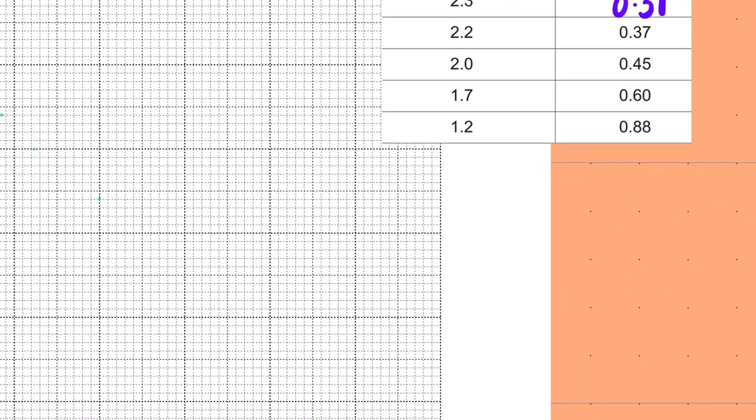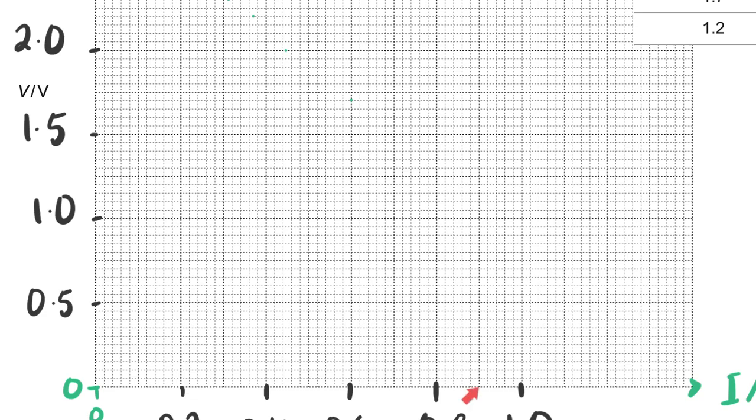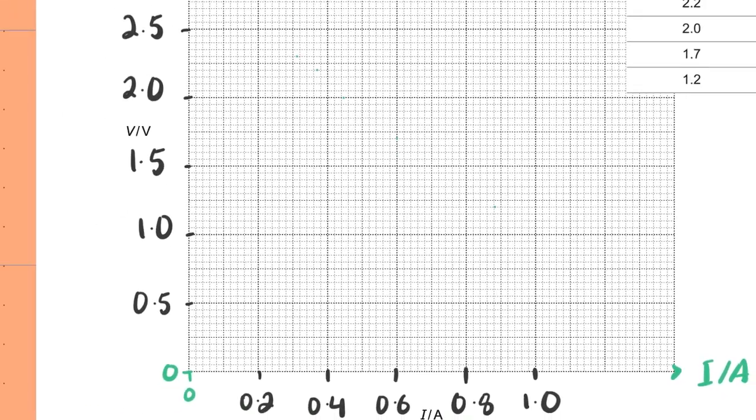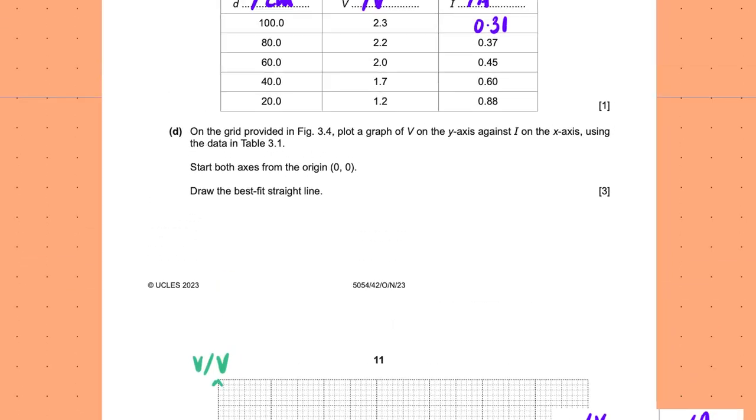Then we have 0.88 and 1.2. 0.88 would be right here, and 1.2. Right, so these are all my points. Now it seems pretty obvious that this is going to be a line, but still let's confirm.